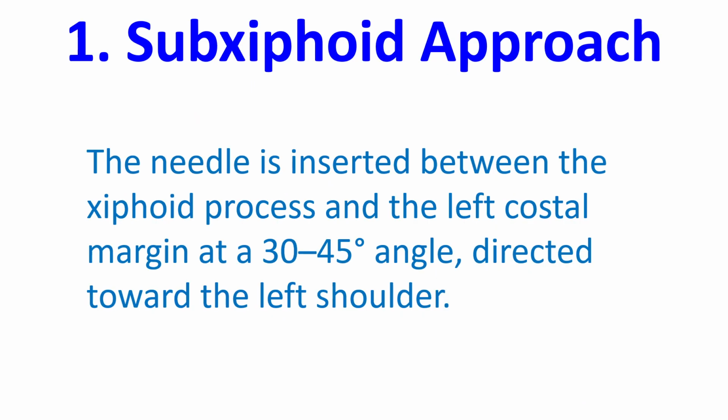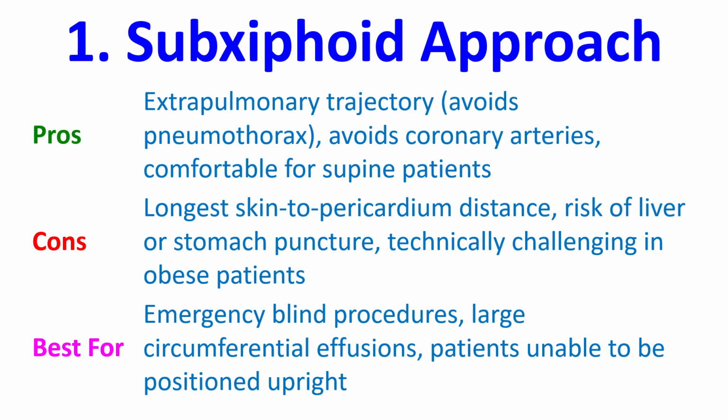Subxiphoid approach. The needle is inserted between the xiphoid process and the left costal margin at a 30 to 45 degrees angle directed towards the left shoulder. Advantages: extrapulmonary trajectory, avoids pneumothorax, avoids coronary arteries, comfortable for supine patients. Disadvantages: longest skin to pericardium distance, risk of liver or stomach puncture, technically challenging in obese patients. It is best for emergency blind procedures, large circumferential effusions, patients unable to be positioned upright.